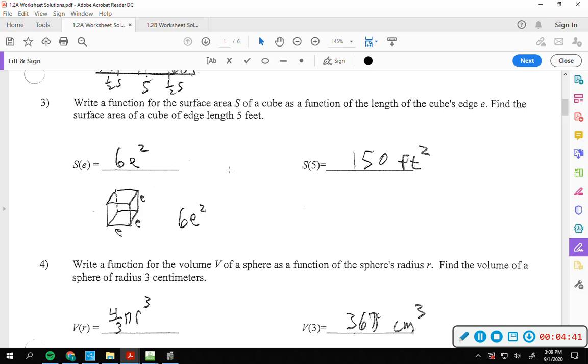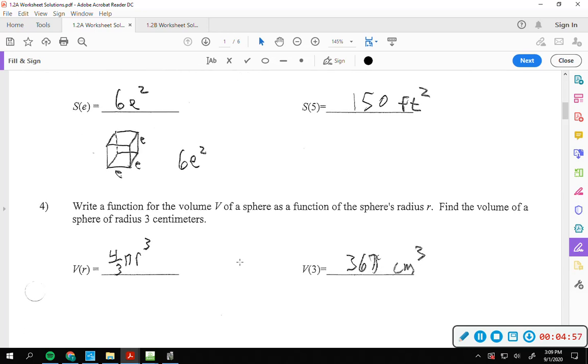And then they want you to find the surface area if the edge length is 5 feet. 5 squared is 25 times 6 is 150. Don't forget it's feet squared. That's why I was writing down the units.